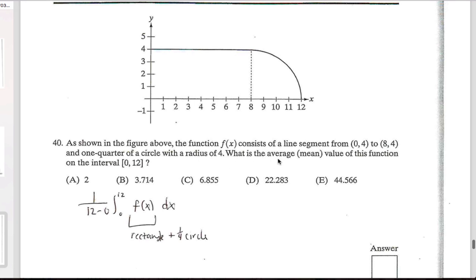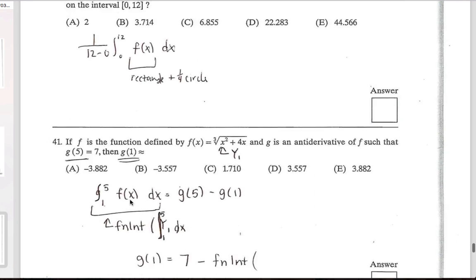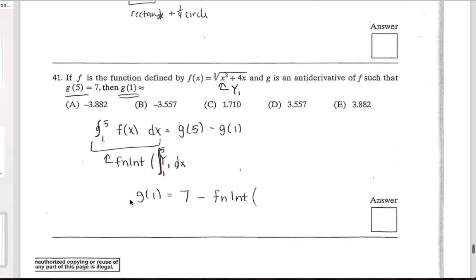This problem, they're asking you to find the average value over the interval 0 to 12. So again, that's 1 over 12, integral from 0 to 12 of f of x dx. Don't forget that this whole integral is just saying to find the area under the curve, and we just add up a rectangle plus 1/4 of a circle to figure that out. I don't take any antiderivative in this case, because remember, this whole statement is saying what is the area under this curve, okay? So no taking an antiderivative. Simply add up the rectangle and 1/4 of the circle.